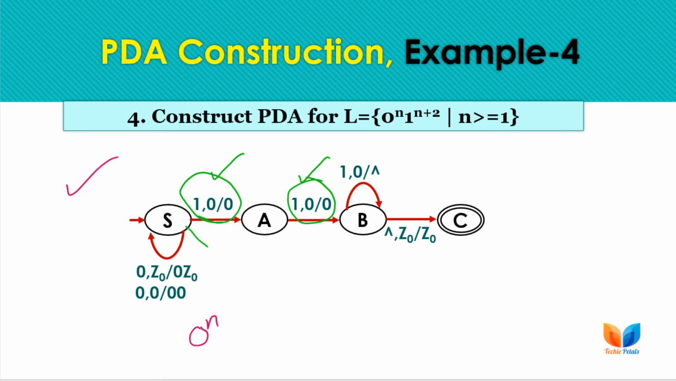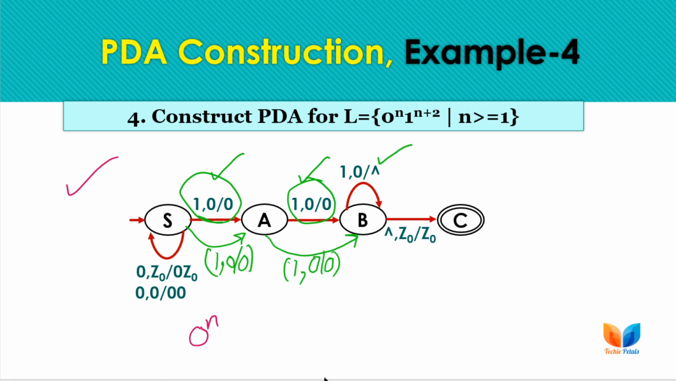We are moving from S to A, and again from A to B, just receiving the input and keeping the same stack top. Okay, again we are getting the next 1, and we keep the same stack top and move to the next state B, and from B we will start with the pop operation here.